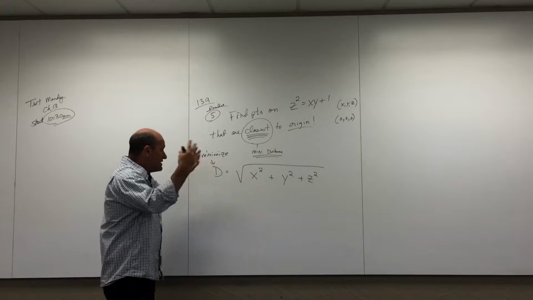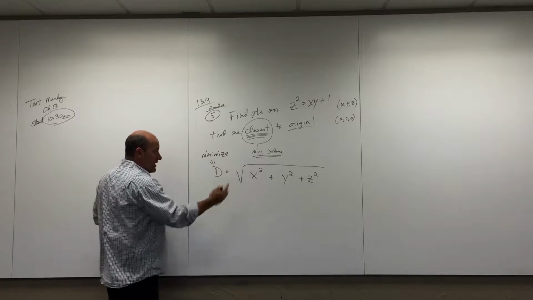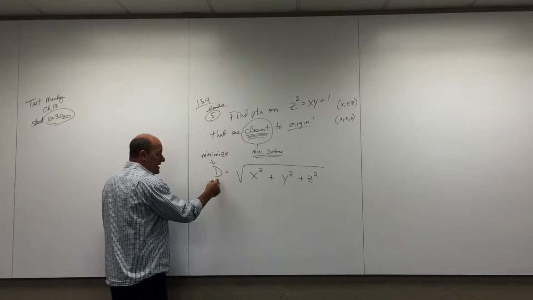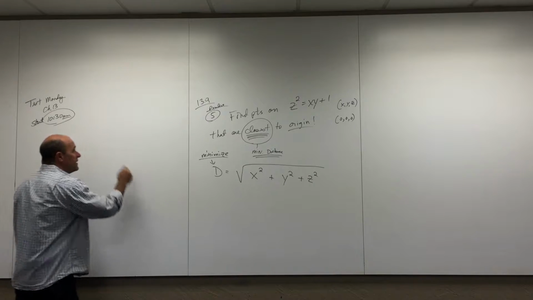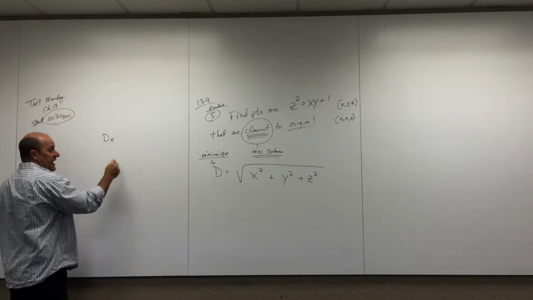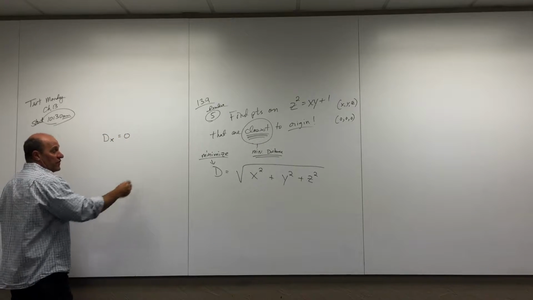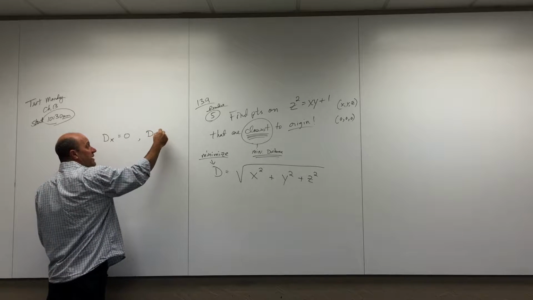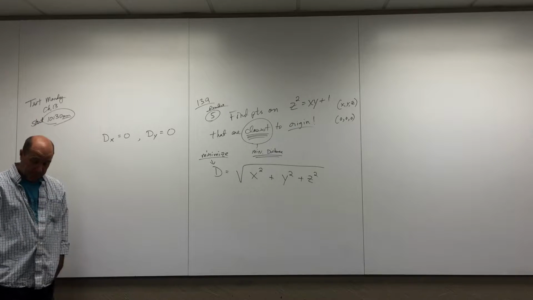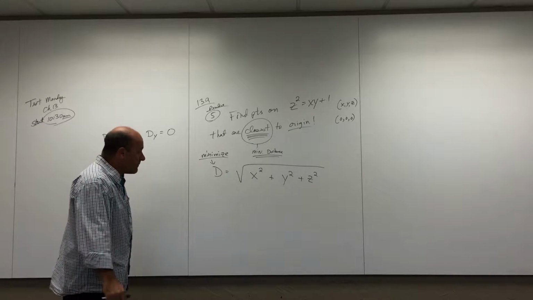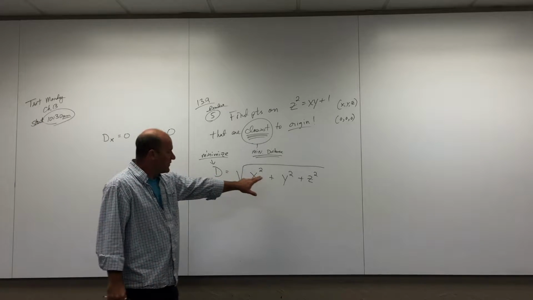Now, to minimize things up here in our 3D world, what we learned in 13.8 was that I need the partial derivative with respect to x, and I should set it equal to 0, and I need the partial derivative with respect to y, and I should set it equal to 0. So I need those. But I got a problem. I got too many variables in here.